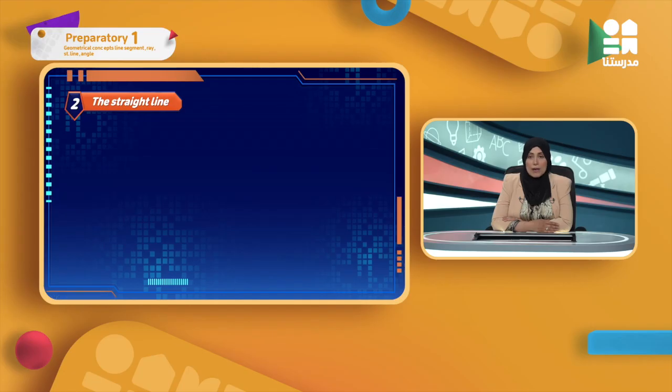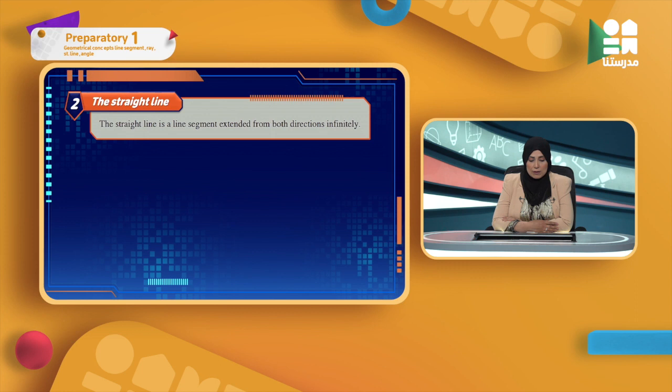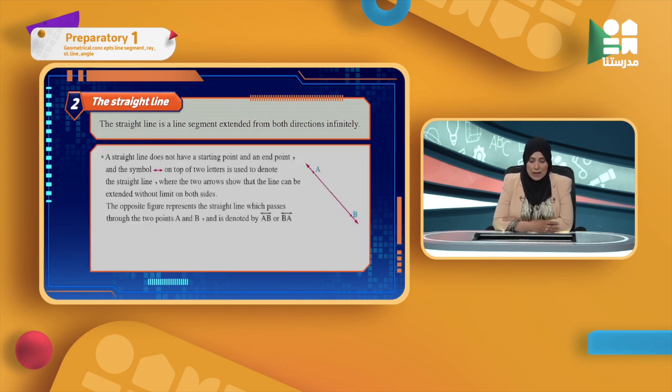Second, the straight line. What does it mean? The straight line is a line segment extended from both directions infinitely. So it goes forever from the 2 directions. A straight line doesn't have a starting point and an end point. The 2 arrows show that the line can be extended without limit on both sides.